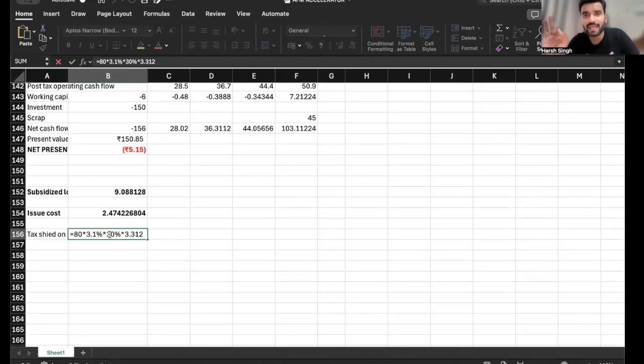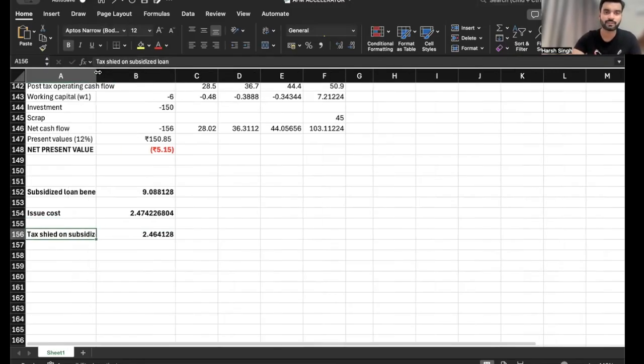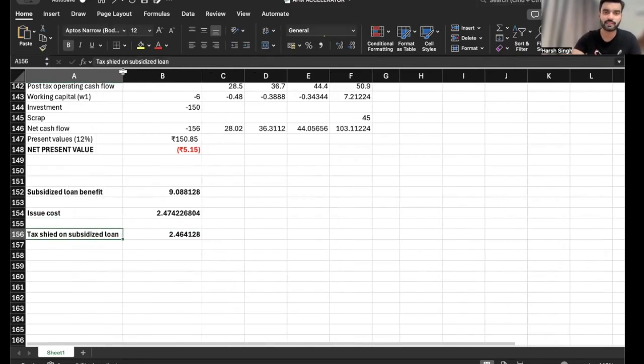Whatever net tax payment you have to make, you will be paying that from year 1, year 2, year 3, year 4. Same amount of tax. So directly you can take annuity instead of normal discounting. You can directly take annuity over here. Press enter. That's it. Tax shield is completed. This is on subsidized loan.